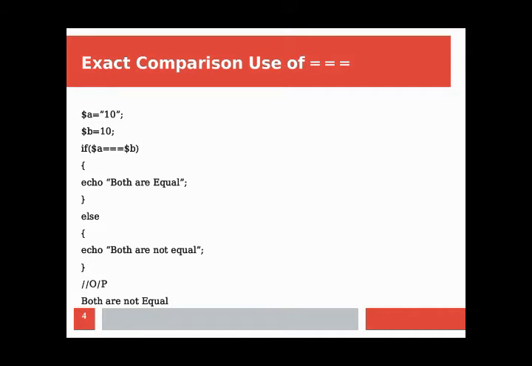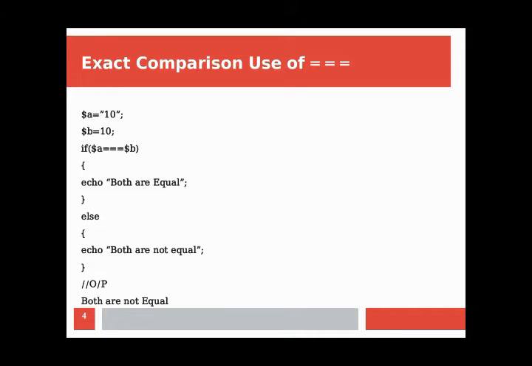Then next is exact comparison, use of triple equal to. Comparison operators are used to execute statements only under certain conditions. That means here equal to and triple equal to can be used to compare the two strings. Equal to is used to check the content of the literal, just as we have seen in the previous program. That means it will check only 10. It doesn't check the type, because one is a string type and one is a literal. But it will take the equal to. Hence, we will get that output.